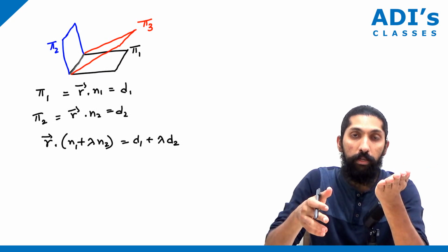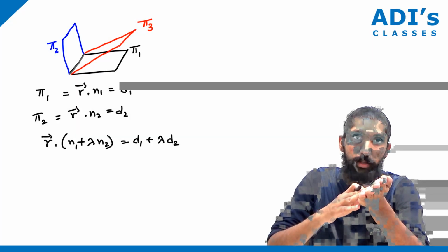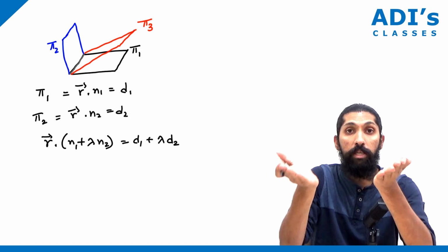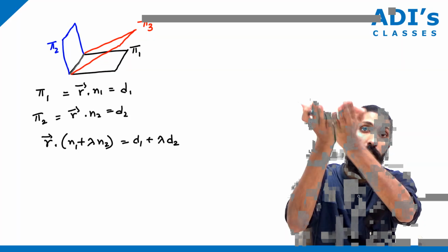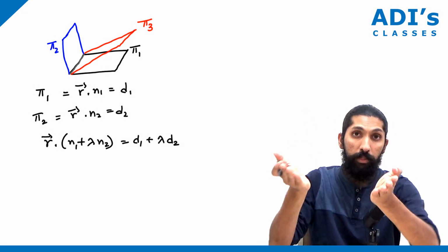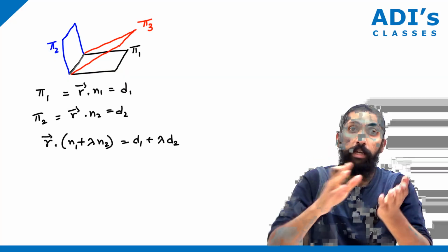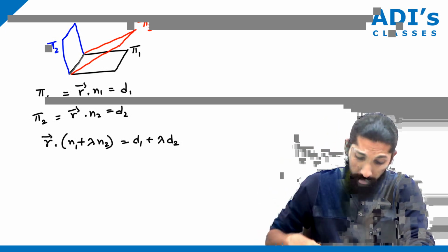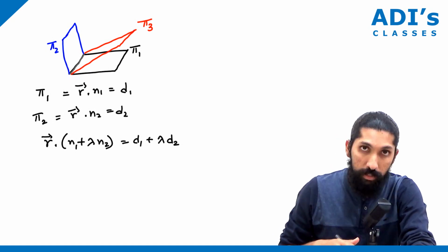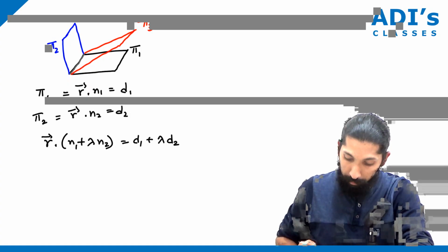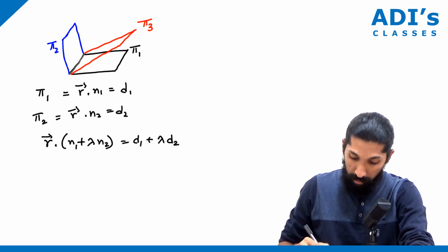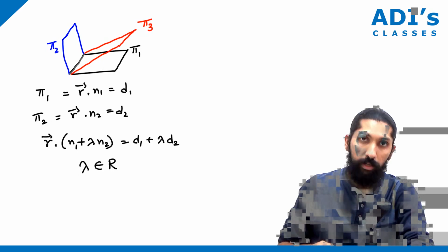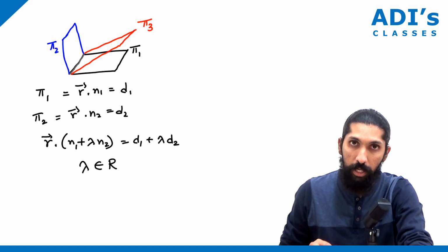Say this is one plane, r dot n1 is equal to d1, assume. Say this is r dot n2 is equal to d2. Now they are not intersecting. But if I keep taking parallel planes, somewhere here they are going to intersect. That means it need not be the same plane. It can be any plane parallel to it. That is also possible. That's why we take r dot (n1 plus lambda n2) is equal to d1 plus lambda d2, where lambda is any real number. Fair enough? Lambda can be anything.